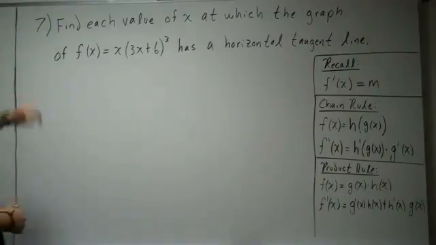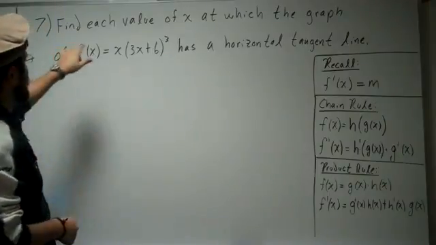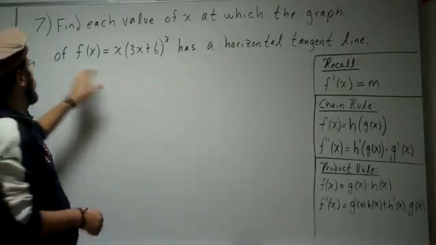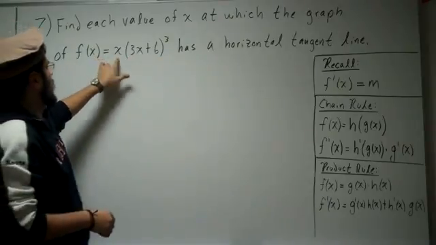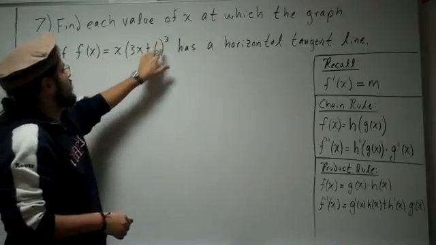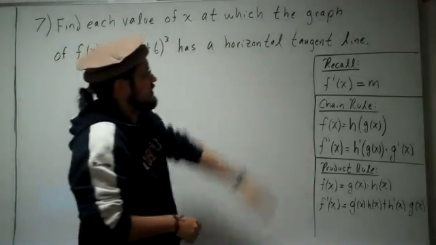So we're going to go ahead and do problem 7. Problem 7 says, find each value of x at which the graph of f of x equals x times (3x + 6) all cubed has a horizontal tangent line.